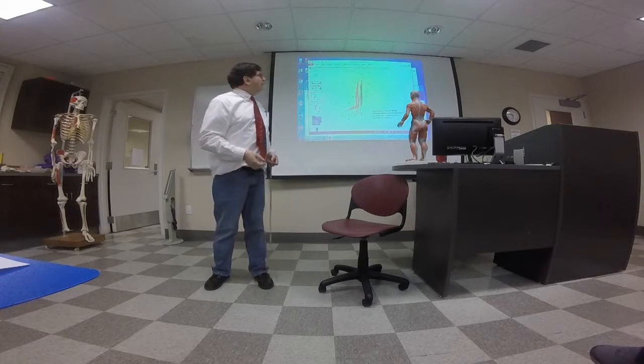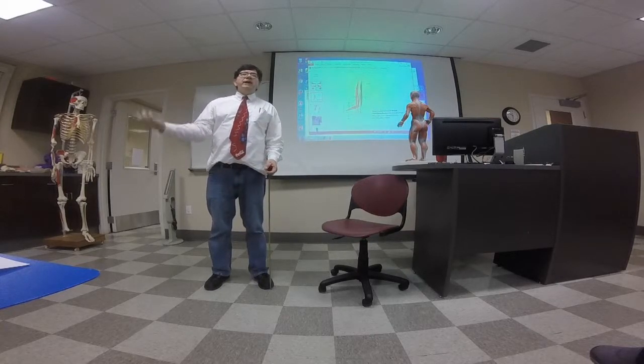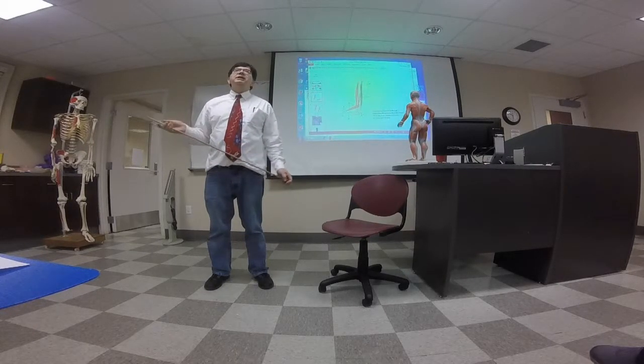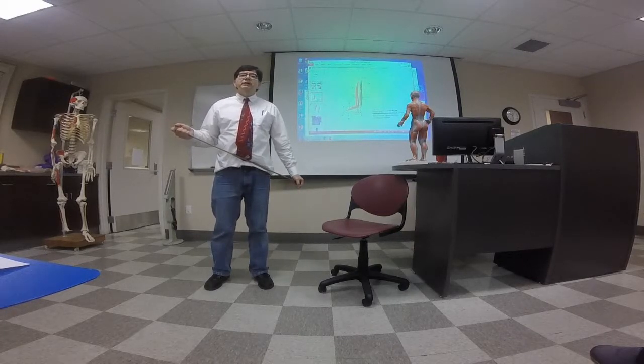The major function of the brachialis, flexion. Same thing, it's crossing the elbow joint, it's causing flexion. Same innervation, musculocutaneous. It's all good.